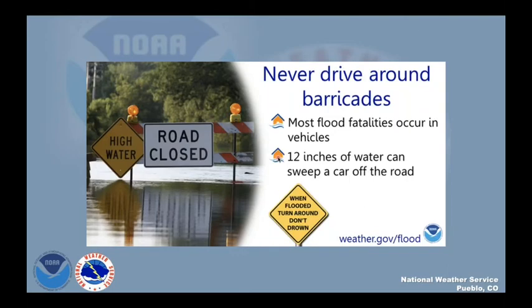So when you see that road closed sign, just don't do it. Most flood fatalities occur in vehicles. 12 inches of water can sweep a car off the road, and it's even less than 12 inches as well. Depends on the make and model of your car.